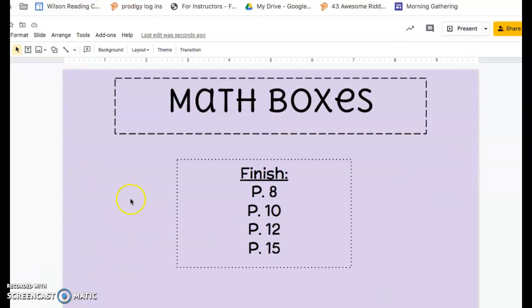Today, fourth graders, you have math boxes that have not been finished yet from pages 8 to 15, as well as the Google form listed here below. Make sure you're working hard to complete all of your work. I can't wait to see it.